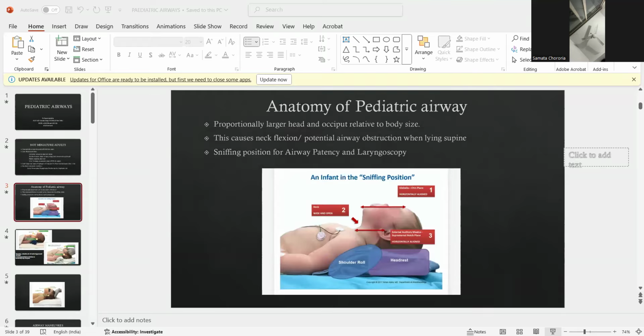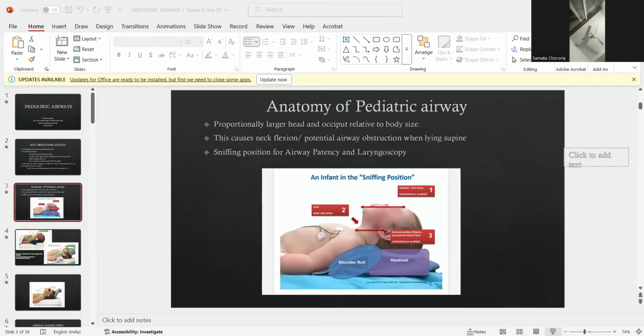So, understandably, the pediatric population has a larger occiput. So when they lie supine, the neck is usually in a flexion state, so there is a potential airway obstruction when they are lying supine. To maintain the airway patency, it is always recommended to attain a sniffing position, for which the plan is to usually go for a shoulder roll.